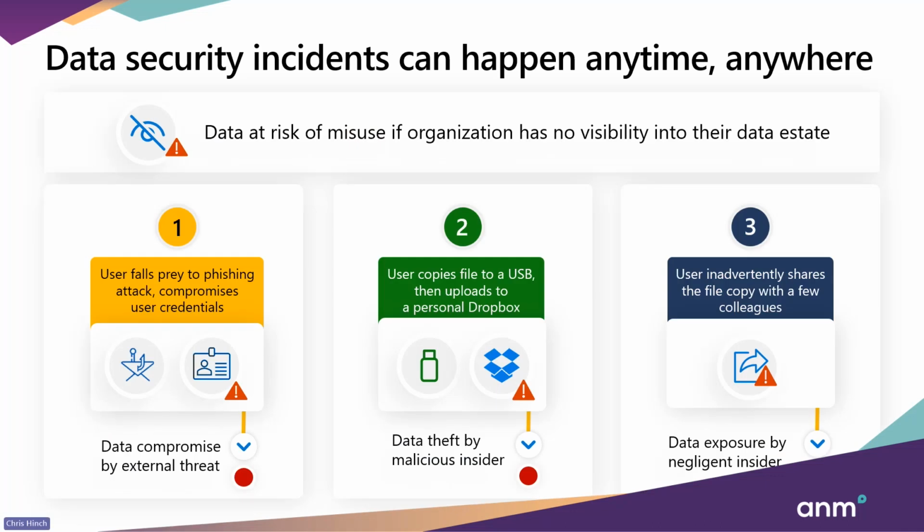So data security incidents can happen in a multitude of ways, but you can categorize them into three different types of scenarios. One is if the organization doesn't have visibility into its data, or the data is at risk of misuse. That's the number one, and that's where we see most people falling into.